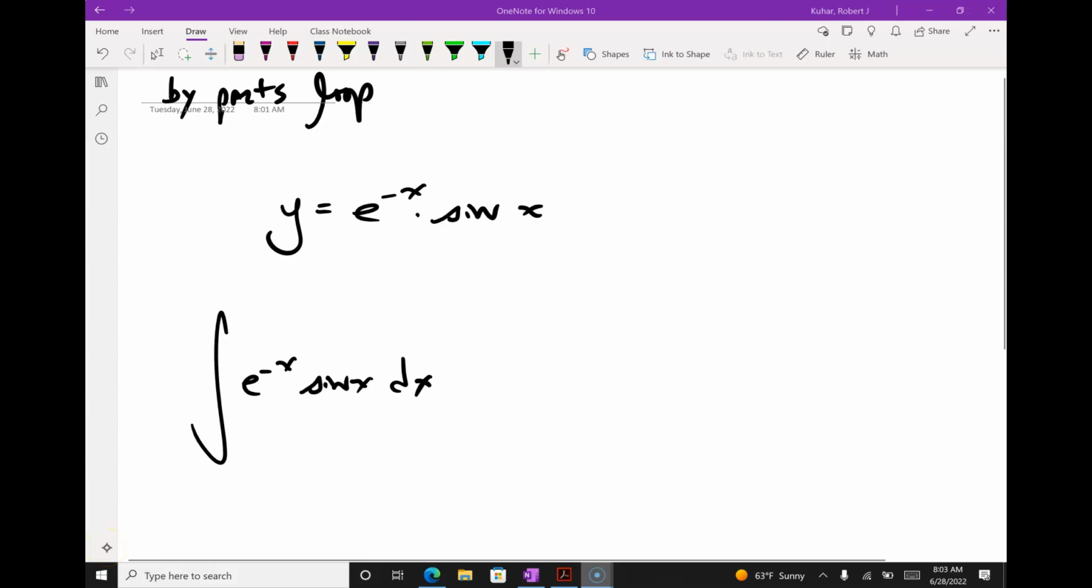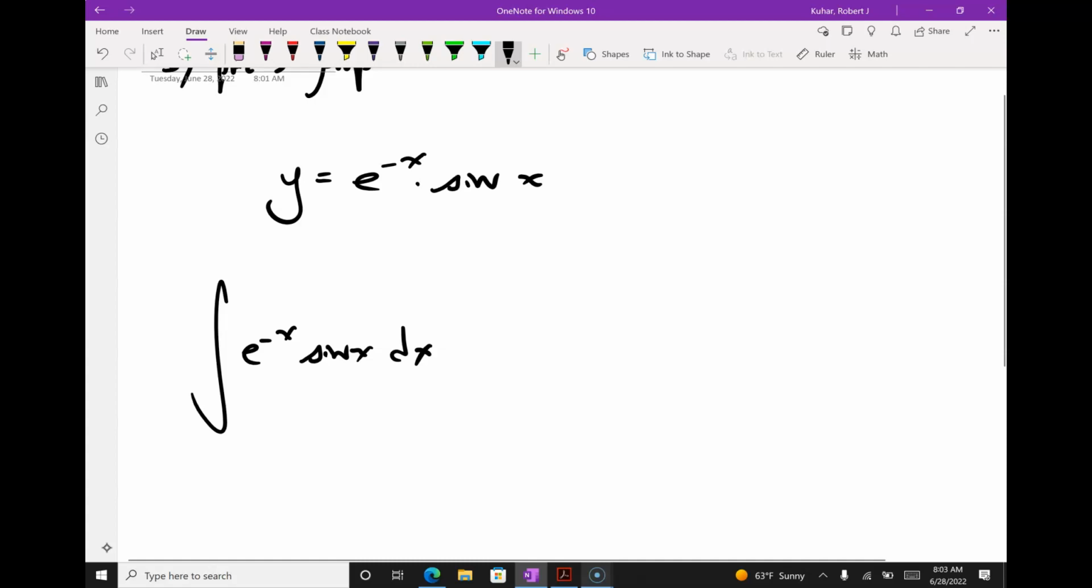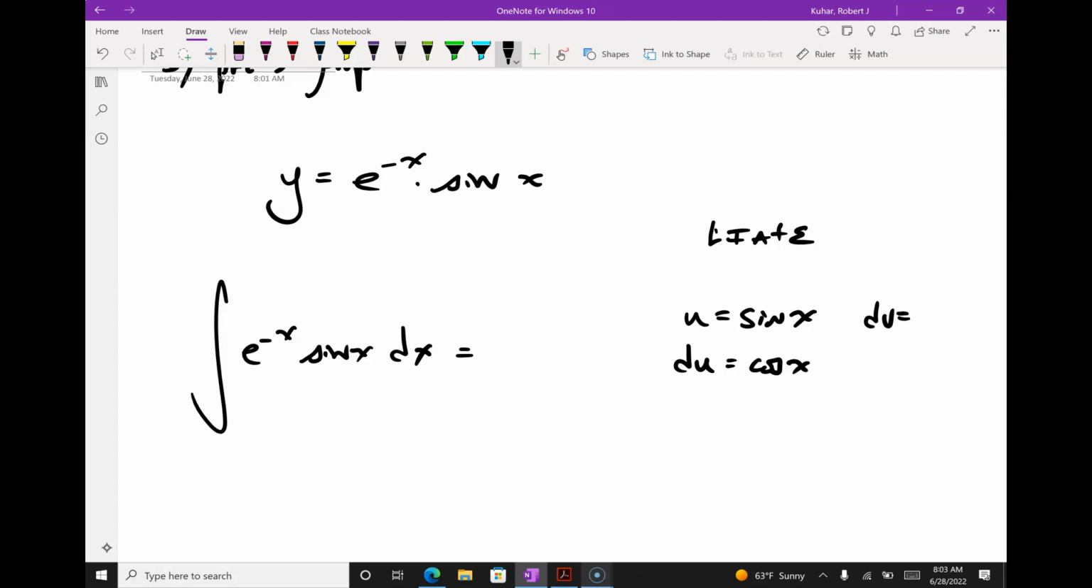Yeah, so this is Tuesday, the 28th. So just doing a quick loop problem. I've always got this little LIATE list here, and I'm seeing that trigs come before exponentials. So I want to make u my sine of x. And then, of course, du is cos of x, right? And dv is e to the minus x dx.